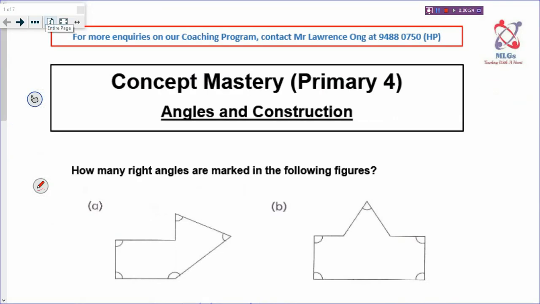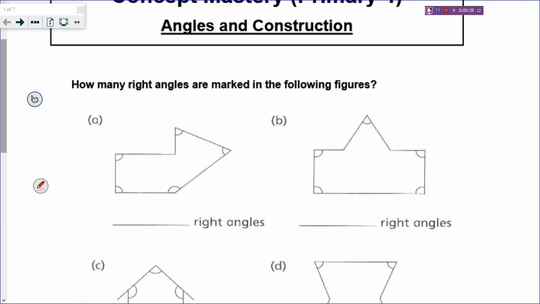Now we have looked at angles in Primary 3, and we talked about right angles in Primary 3. So how do you actually recognize a right angle? A right angle is identified by an L shape. If you see two lines that form an L shape, then it is a right angle. For example, you see these two lines. They form an L, so it is a right angle, and you put a right angle box there. So a right angle is identified by a box.